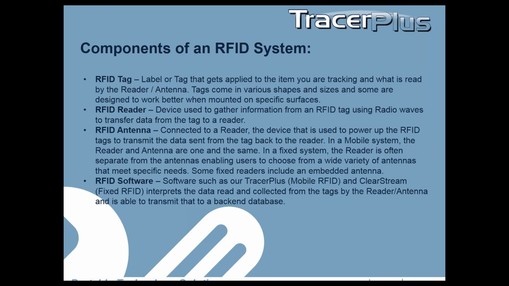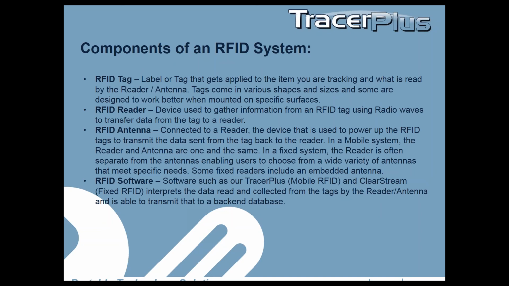All right, so I want to start off with the components of an RFID system. We have 4 components here. At a very high level, you have your RFID tag, which is the label or tag that gets applied to the item you're tracking. It's what's read by the reader antenna to actually transmit some form of data back to a destination.